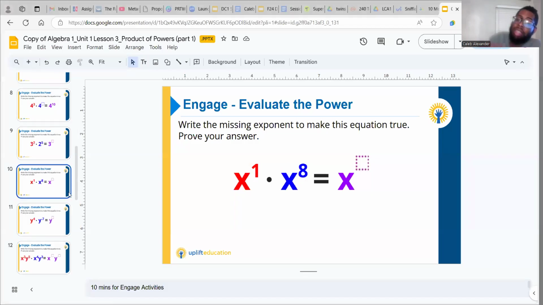Now, can you tell me what the missing exponent is in this case? Okay, you say 9. That's true because 1 and 8 equals 9. So we already know this has to be 9 in this case. And like I said, variables work the same as numbers. So we have to understand that variables and numbers can change at certain points.